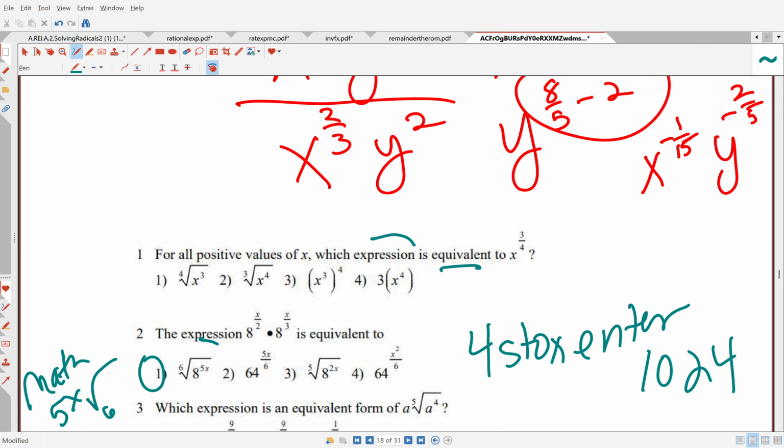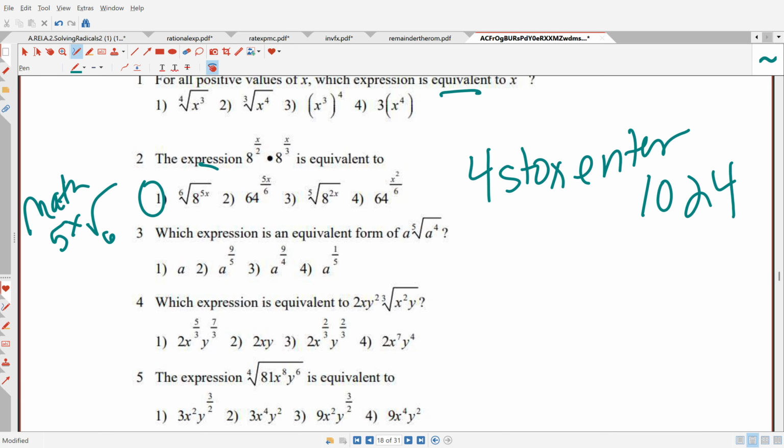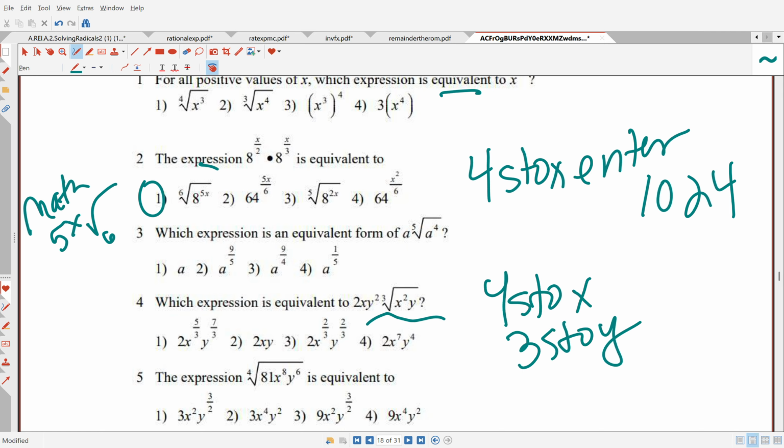Yeah. Now, on the Regents, check all 4 choices. In midterm, you might not have time. Once you find the answer, pick it, move on. So you go with this, and when there's 2 variables, you use 4 store x and 3 store y. Use 4 and 3. Okay? You want to try one with 2 variables, or you think you got it?